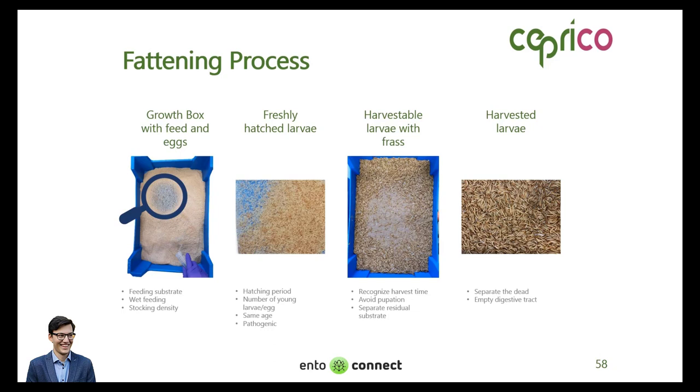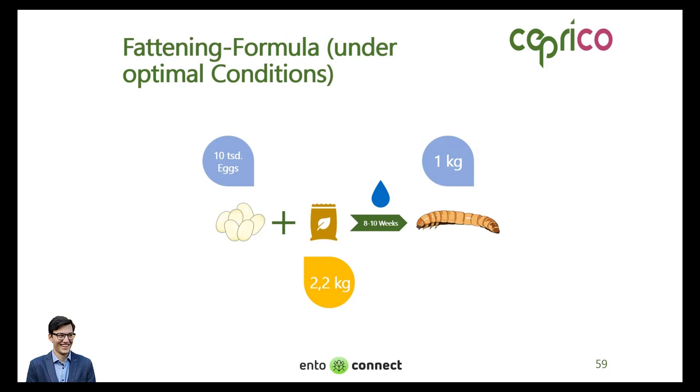Next slide, please. Also for this process, there is some kind of a fattening formula, basically. So you need around 2.2 kilograms of feed and 10,000 eggs. And after 8 to 10 weeks with a little bit of moisture, you get 1 kilogram of mealworms.